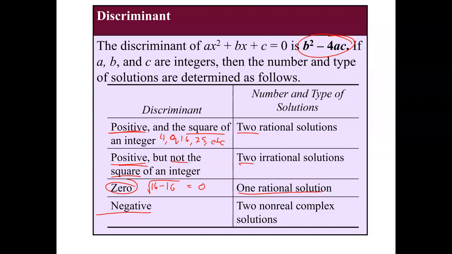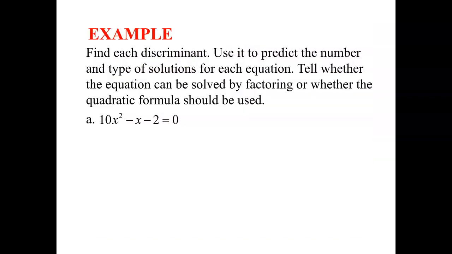I want to be very clear. When I ask you to find and use the discriminant, if I see you solving for x, 1, you're doing way more work than you need to, and 2, I'm not giving you credit. Okay? Use the discriminant to predict the number of solutions. All right? So find the discriminant.